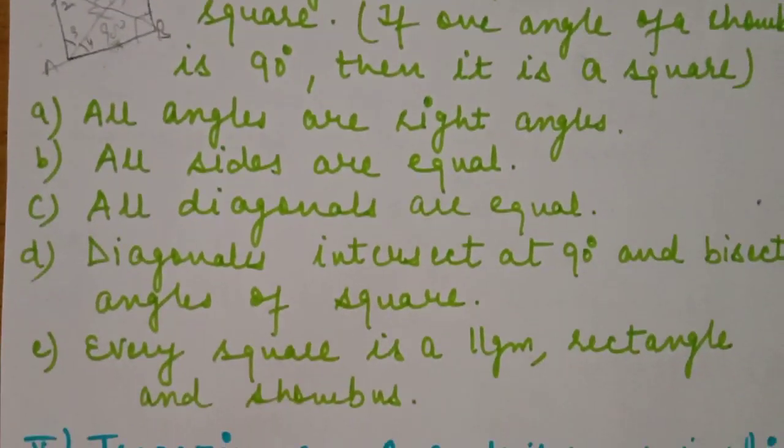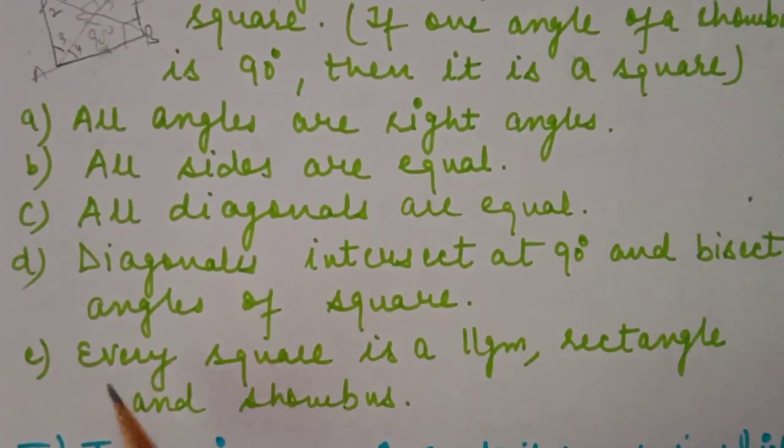Every square is a parallelogram. Every square is a parallelogram, rectangle and rhombus. It means a square has all the properties of a parallelogram, rectangle and rhombus.